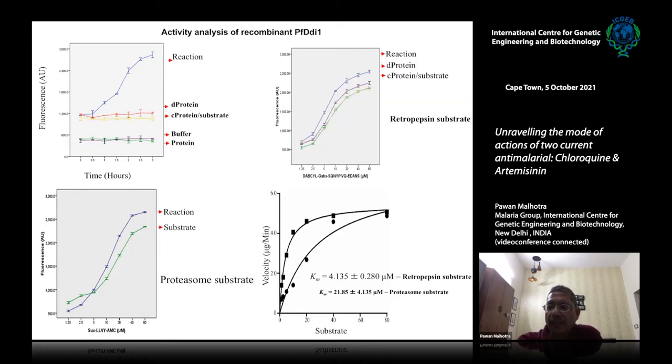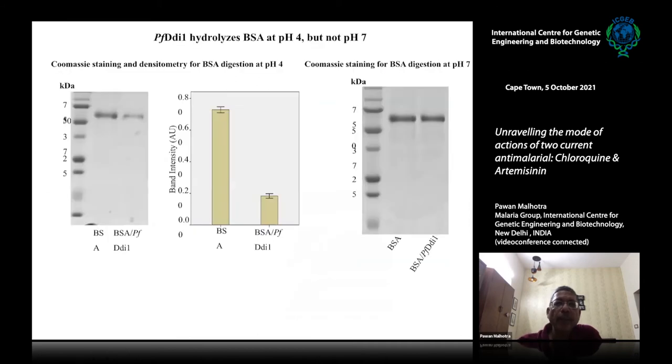Since we had this purified protein, we studied its activity, since it has a retroviral protease domain. So we used a retroviral protease substrate, a proteasome substrate, and we also used a cathepsin substrate. And we were able to show that the protein is active. It is active for both the retroviral protease substrate and the non-proteasome substrate, but its affinity is more for the retroviral protease substrate. And then we also tested a non-specific protease substrate to know its protease activity, because up till now, nobody has shown its protease activity. Everybody believes that it doesn't show any protease activity.